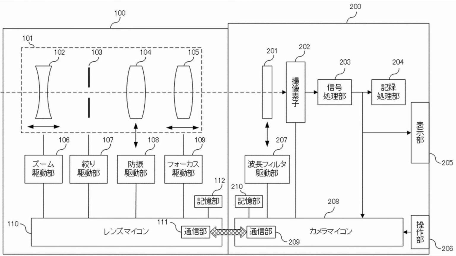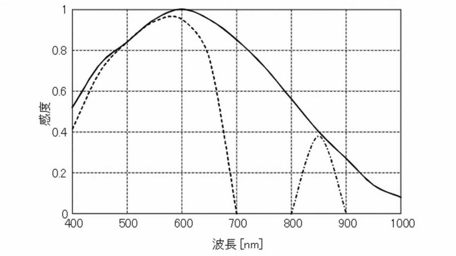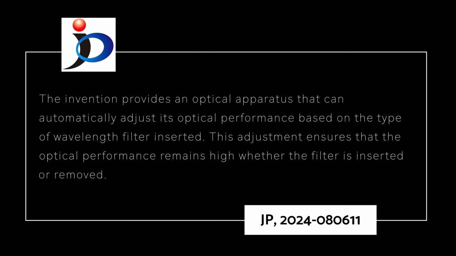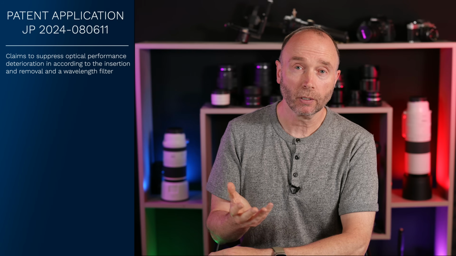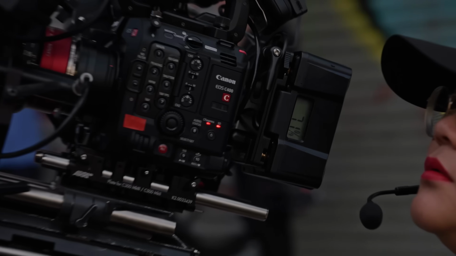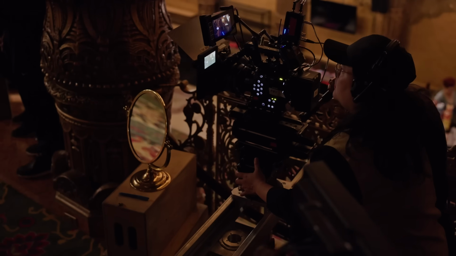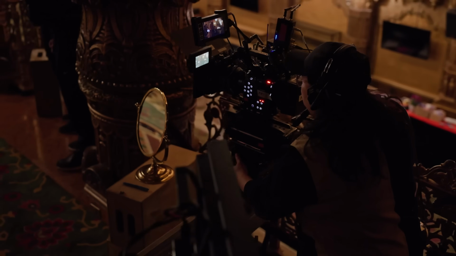Well, the invention provides an optical apparatus that can automatically adjust its optical performance based on the type of wavelength filter inserted. This adjustment ensures that the optical performance remains high, whether the filter is inserted or removed. I know what you're thinking. Does this patent application refer to ND filters or color filters that you screw on the end of your lens? Or does it apply to those new internal ND filters found on the Canon C400? Those new internal mechanical filters?